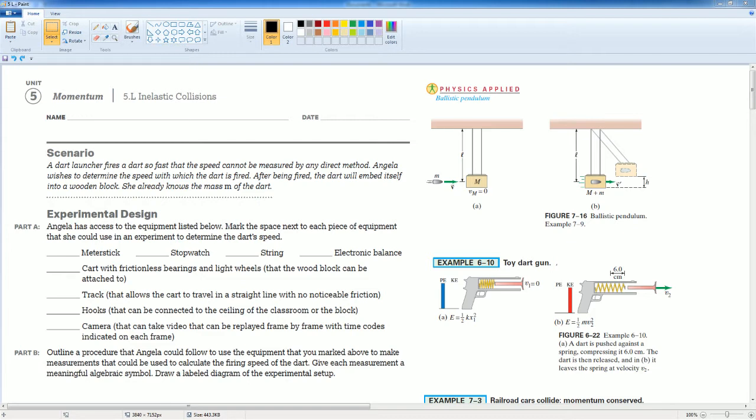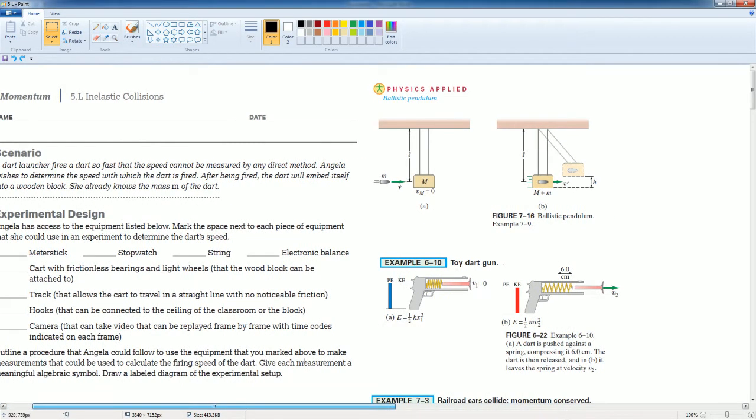The first part is the experimental design. We are looking at the equipment that we're going to be needing. So to do this, I want to give you a general idea of what we're trying to achieve.